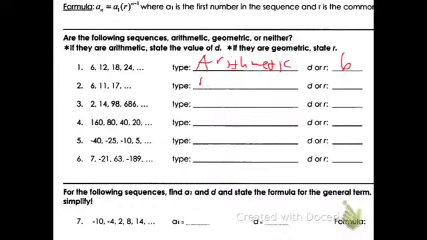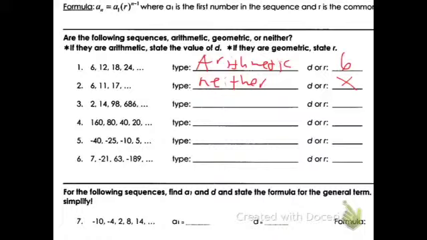Number 2 is neither, because it's adding a different amount. Oh, that's not how you spell neither. It's a different amount each time, so it's not arithmetic or geometric, because you're not multiplying by the same number every time either.